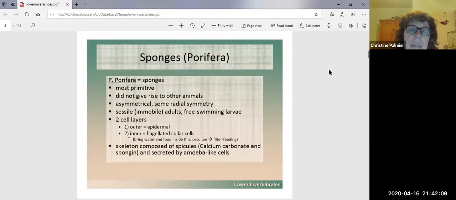The first group of animals, which is the least advanced, are phylum Porifera, or the sponges. They did not give rise to other animals. They are asymmetrical. There's no way that you can see a mirror image of them. Some have radial symmetry. Okay, and maybe I should explain this now. So let me stop the share and go to a whiteboard to explain this. Now, I'm not the greatest artist.